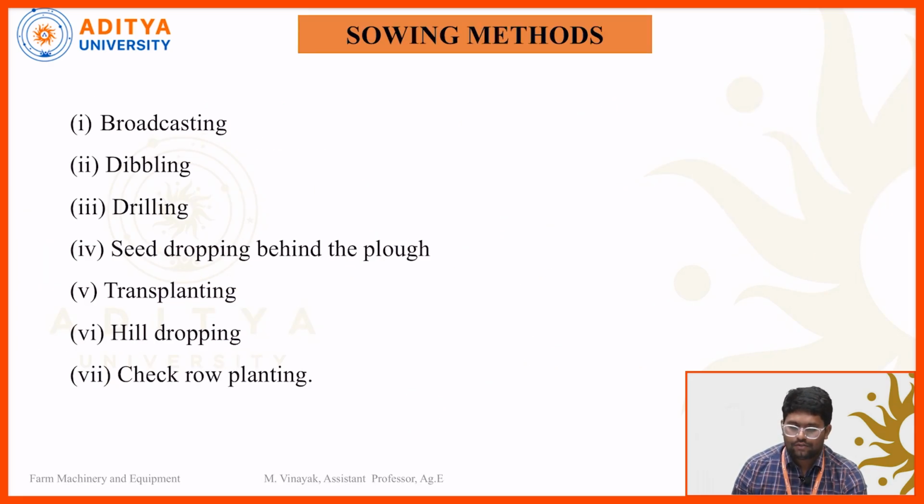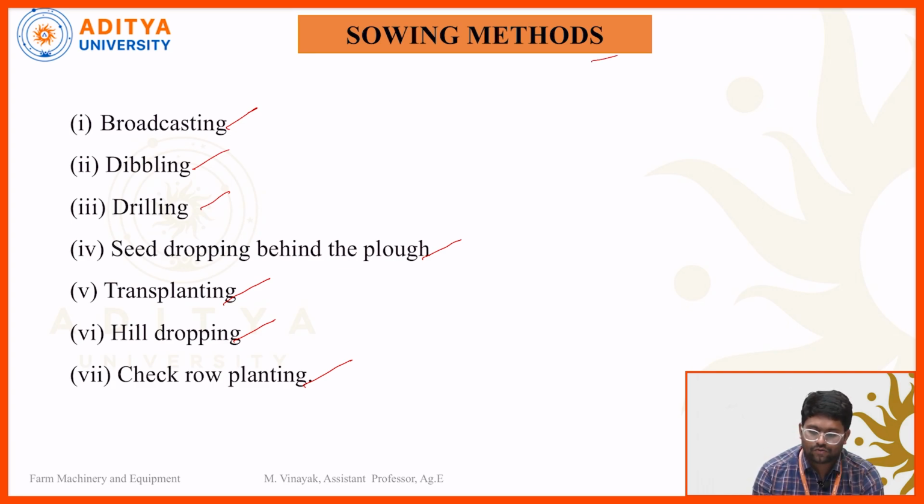Next, we move on to the sowing methods. Different sowing methods are there, and here we can discuss them one by one. The first one is broadcasting, then dibbling, drilling, seed dropping behind the plow, transplanting, hill dropping, and check row planting. So these are the sowing methods.